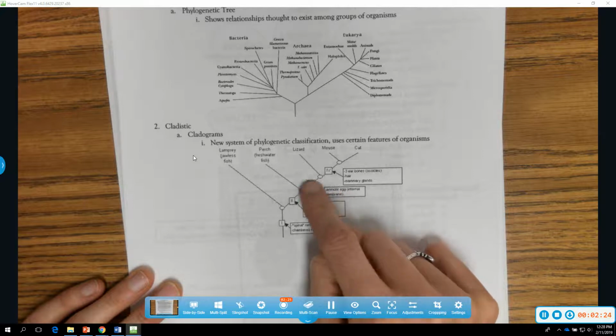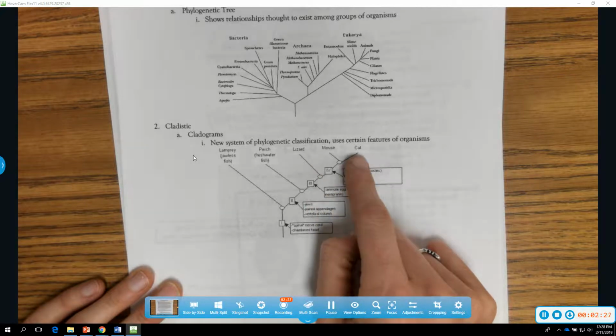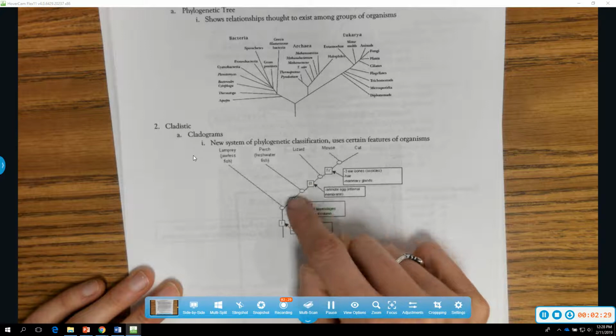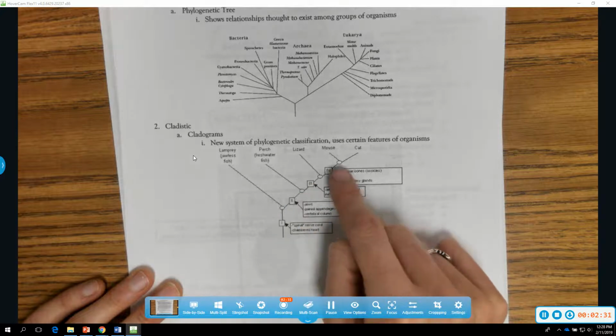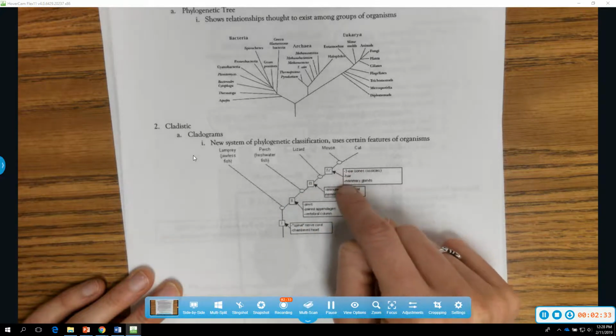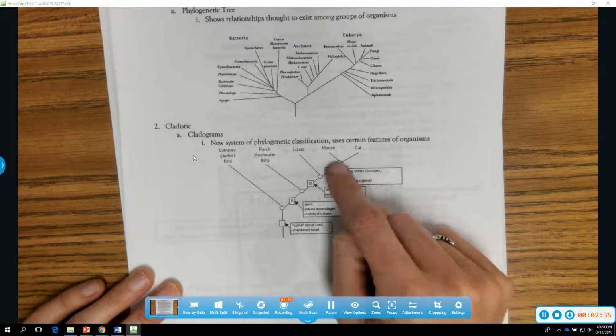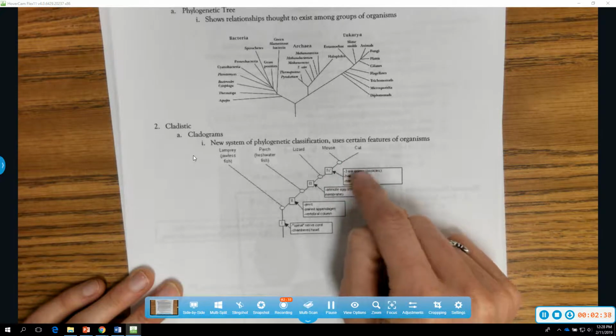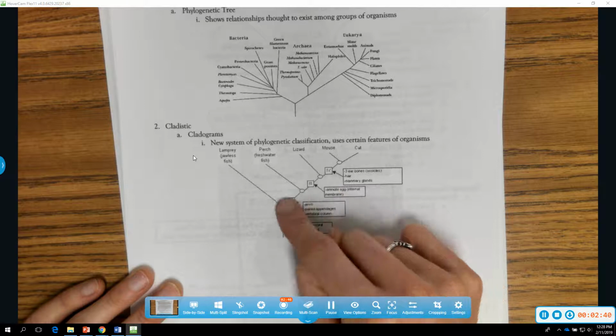So amniote egg, lizards, mice, and cats have an amniote egg. Perch and lamprey do not. And then the same thing with the 3 ear bones, hair, and mammary glands. Mice and cats have those traits, while none of these organisms down here do.